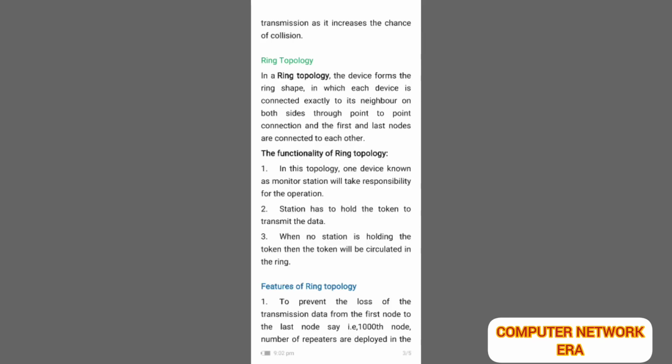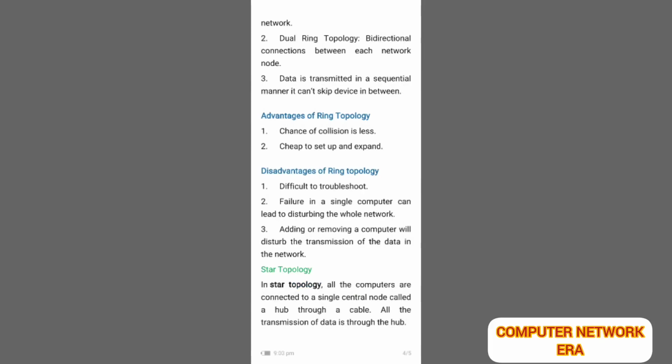Next we have some features to prevent the loss of the transmission media from the first node to the last node, like the 100th node, so a number of repeaters are deployed in the network. Next, dual ring topology. It is a bidirectional communication connection between each network node, and the data is transmitted in a sequential manner. It can't skip devices in between.